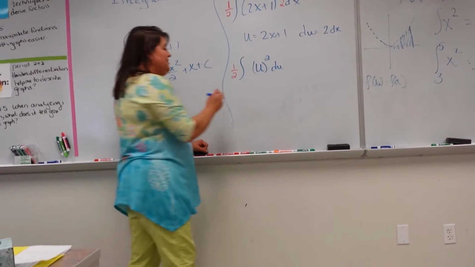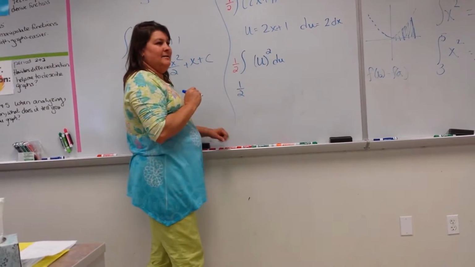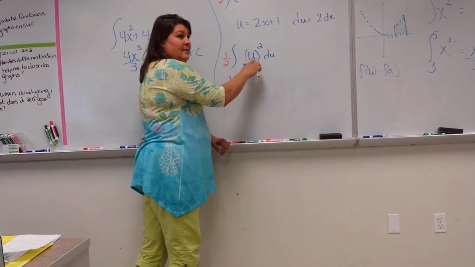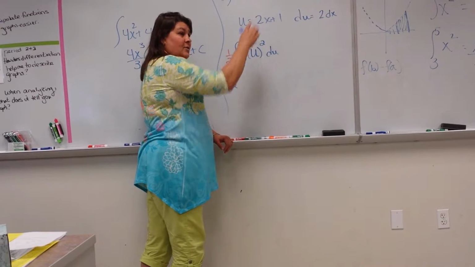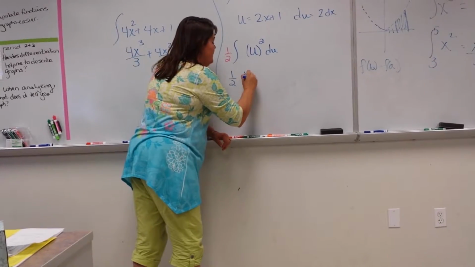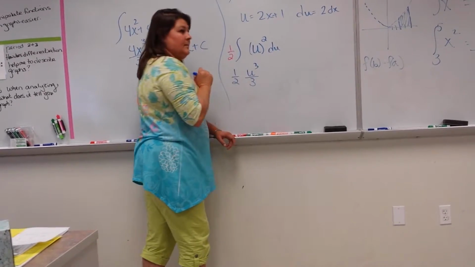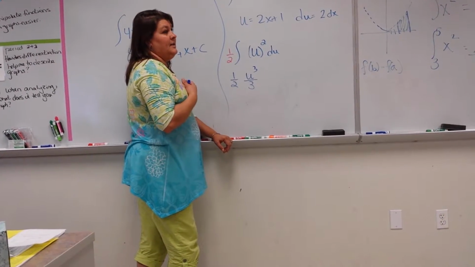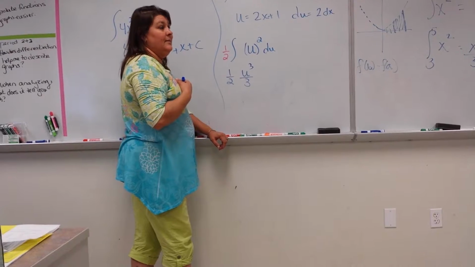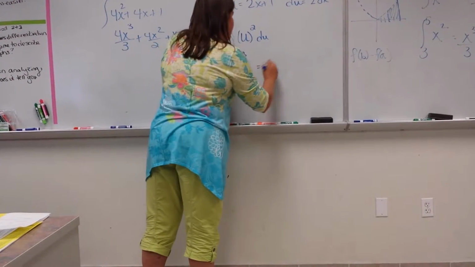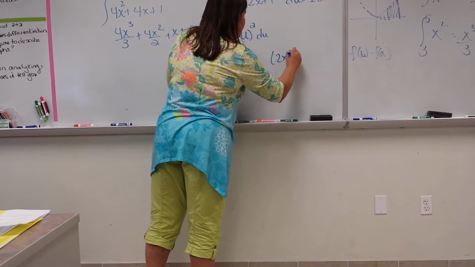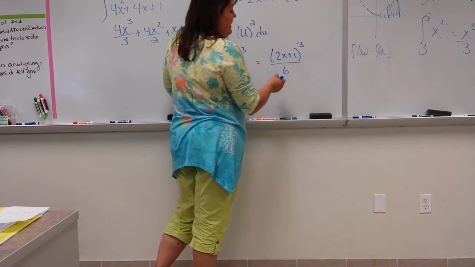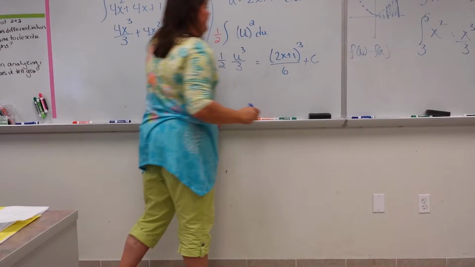Okay, so now what we're going to do is carry the 1/2 along, and we integrate like the old-fashioned way. So we have u squared, and what's its integral? It's u to the third over 3. And instead of u, I really need to have it in terms of x's. So this would be 2x plus 1 to the third over 6, and then don't forget, plus c.